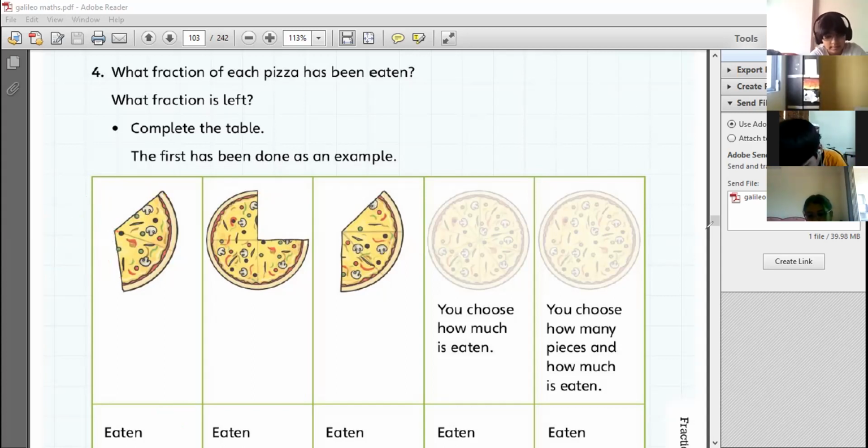And the second one is 1 upon 4. Perfect. 1 upon 4 is eaten and 3 by 4 is remaining. Manha, have you understood? And this, again over here, make the pieces of your wish.